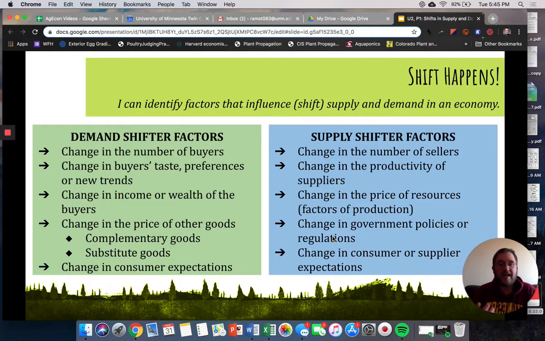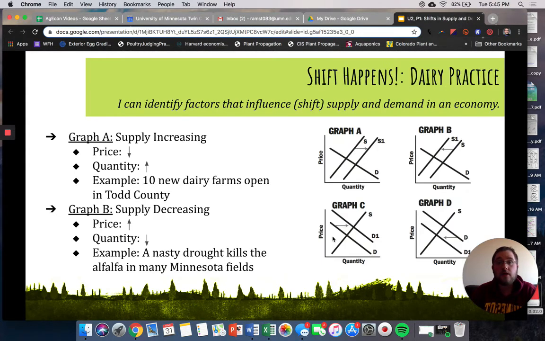So feel free to jot these down, hit pause. Pretty good information to have for now. Let's take this into perspective so you can visually see what happens to the different graphs. Okay, so graph A shows supply increasing.